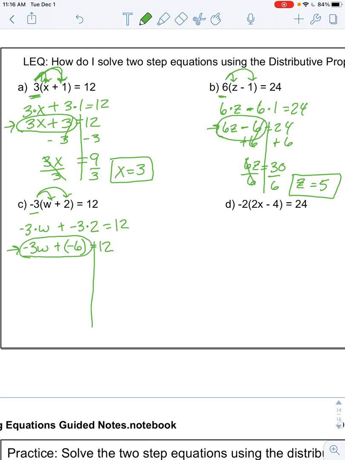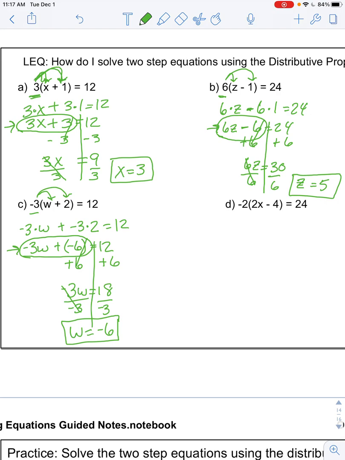Locate the side with the variable. We're going to add or subtract the number without the variable first, so we need to move a negative 6 by adding it to each side. And we're left with negative 3w equals 18. So we have negative 3 times w, so we have to do division. So we have w equals 18 divided by negative 3, which is negative 6.